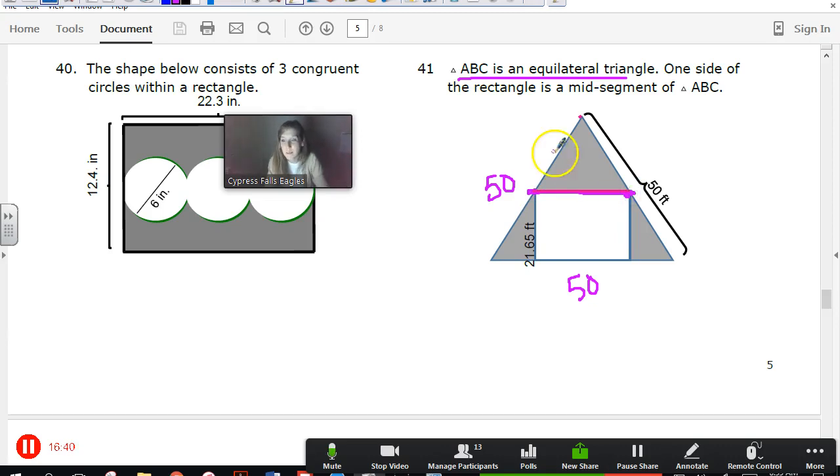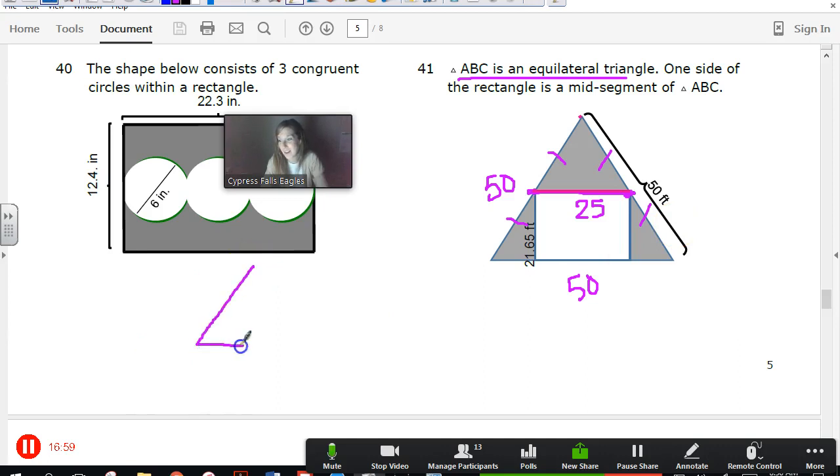Now, not only does a mid-segment connect a midpoint to a midpoint, but it's also 1/2 of the length of the third side, the side it didn't use. So the length of this mid-segment, we know it. It's half of 50. It's 25.